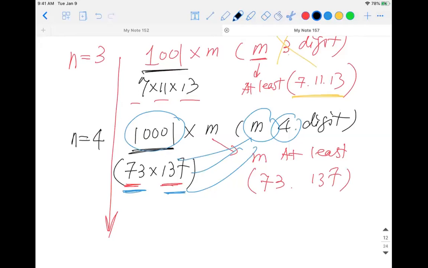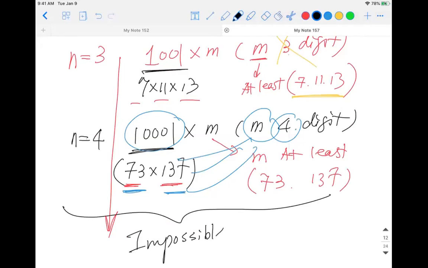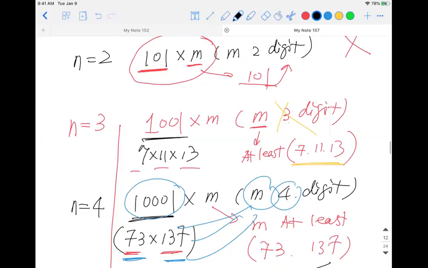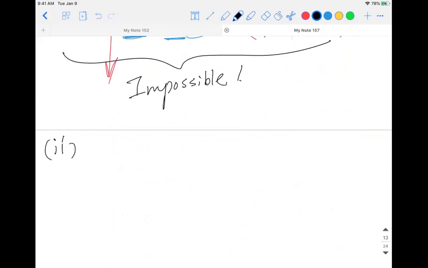So that being said, this scenario is impossible. If 10 to the power of n plus 1 does not have any square factors, this is going to be impossible. Forget about it. So let's go for the second part.